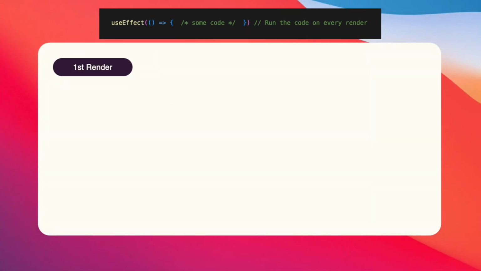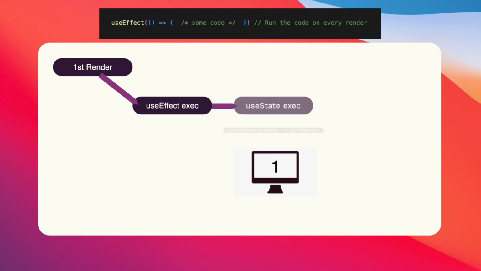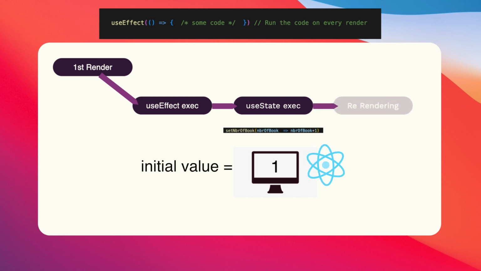To understand how this works, let's look at this graph. The first time our application is rendered in the browser, the useEffect is executed. The code within our useEffect contains the setNumberOfBook and a console.log. So setNumberOfBook will get executed, updating the value of our number of books to 2. Then the UI will render. And if you are asking why, this is just how the useState hook operates. Every time a state is updated, the UI gets rendered automatically.